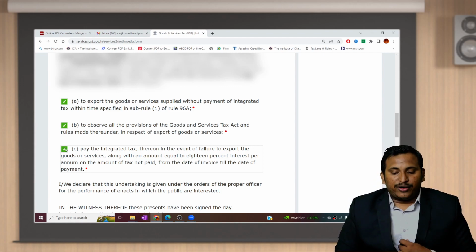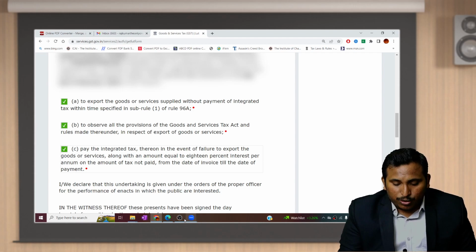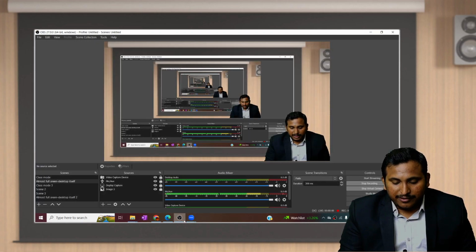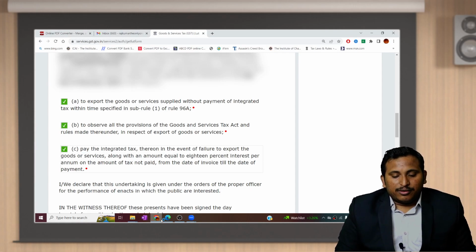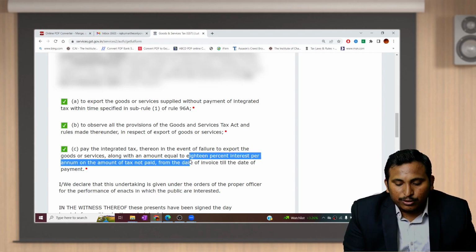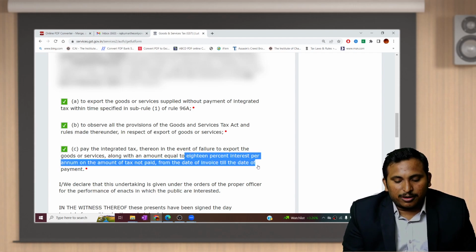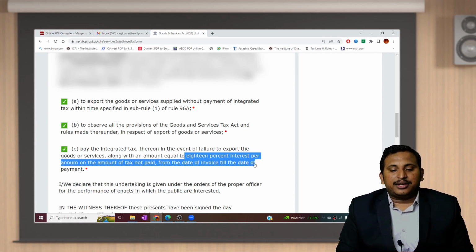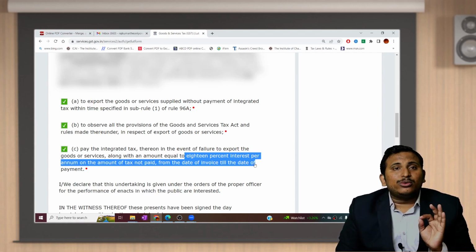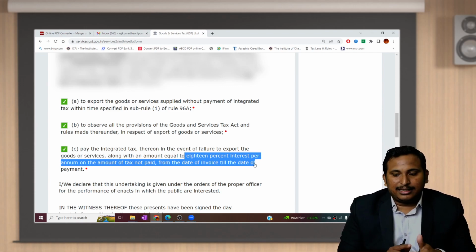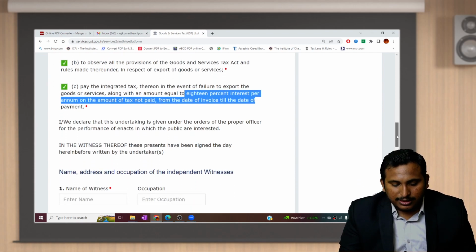Third: in the event of failure to export the goods or services, that means export did not really happen and I sold somewhere else, or any conditions were not satisfied, you have to pay the integrated tax thereon, along with an amount equal to 18% interest from the date the tax was not paid, from the date of invoice till the date of payment. Like that, you just tick three boxes. Select the year, tick those three boxes, then come down.